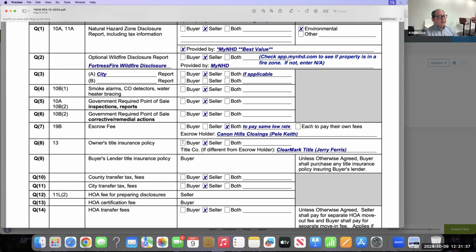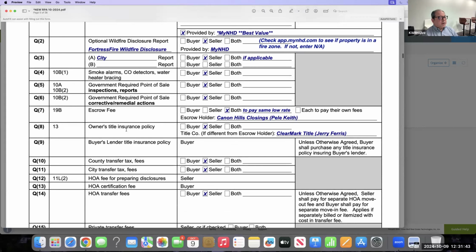Okay, who's gonna pay for title? So we're gonna ask the seller to pay for title. That's how it works here in Southern California. The owner usually will pay for the title insurance policy to ensure the buyer gets 100% ownership of the property. And we're gonna ask for Clearmark Title, which is Jerry Ferris. You can ask for First American, Lauren Goldman, or Fidelity National, Brandon Miller. We have 3 great title people here, so just choose one.